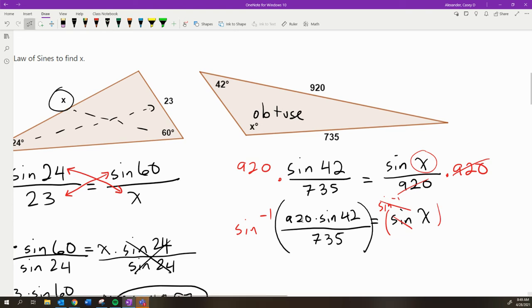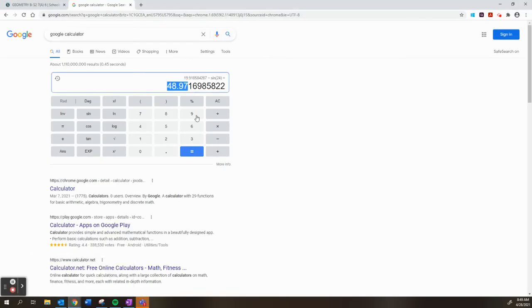So I need to do 920 times the sine of 42 and divide that by 735. So let's do that. 920 times the sine of 42, and I'm going to divide that by 735. Notice that I closed the parentheses there. So I get 0.8376 or so, and then I just need to take the inverse sine of that whole thing. So now I click inverse sine, and I'll just punch in the most recent answer. So I got 57 degrees, right?